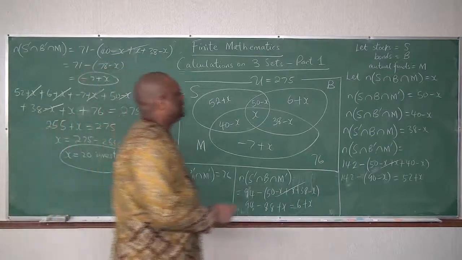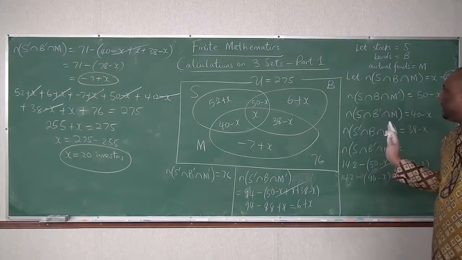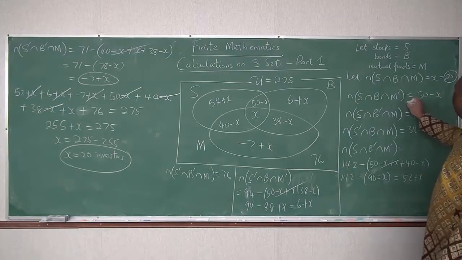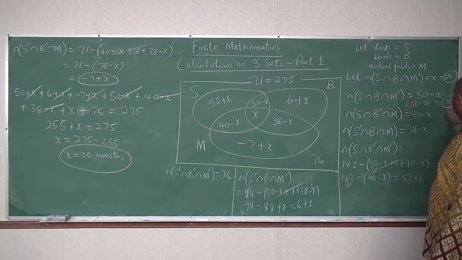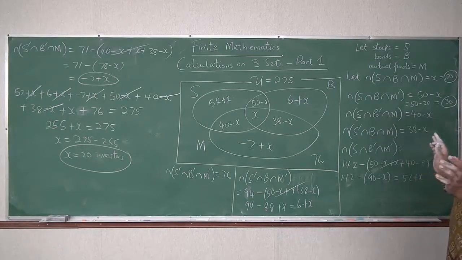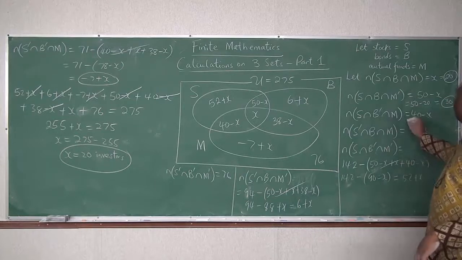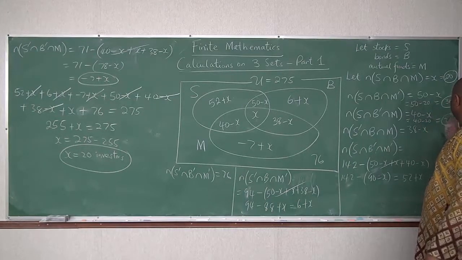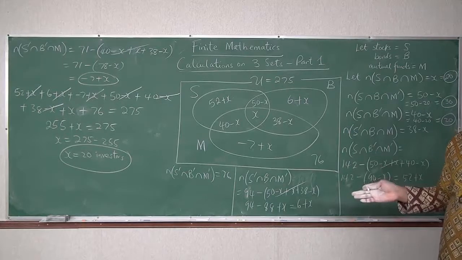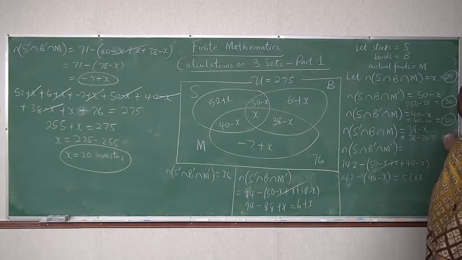Alright, now let's look at this. It is 20 here. Those who invested in stocks and bonds only will be 50 minus 20, which is 30. Those who invested in stocks and mutual funds only will be 40 minus 20, which is 20. Those who invested in bonds and mutual funds only will be 38 minus 20, which is 18.